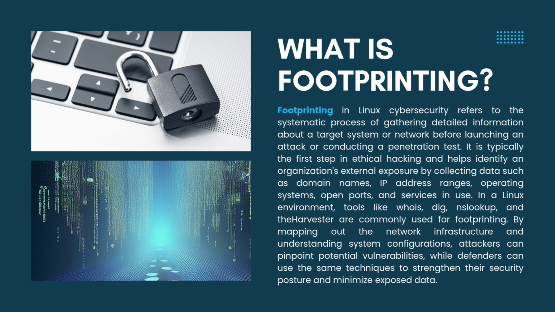This step is essential in both ethical hacking and real-world cyber attacks because it reveals how an organization is structured from the outside. From a cybersecurity standpoint, footprinting is crucial because it exposes what a company is unintentionally sharing with the world. You're collecting technical data like domain names, IP address ranges, subdomains, operating systems, open ports, and services. Everything that paints a picture of how the organization's infrastructure is laid out. Once an attacker knows this, they can plan their moves precisely. But here's the thing. Defenders can use this exact same approach to see what attackers would see and fix it before it becomes a problem.